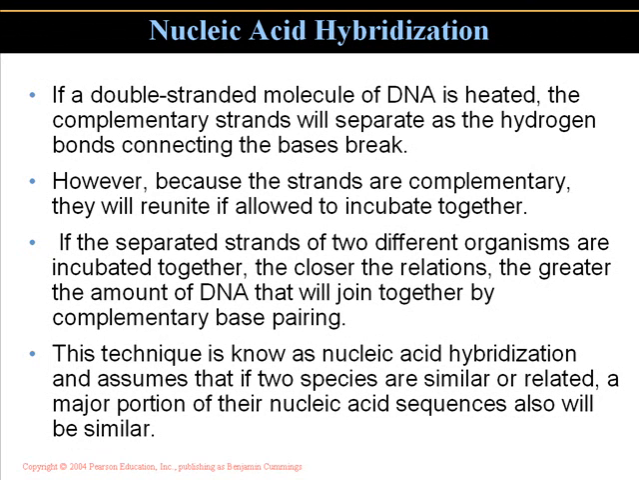And because the strands are complementary, they'll unite if they're allowed to incubate together over time. So if you separated the strands of these different organisms and incubated them together, the ones with a close relationship, the greater the amount of DNA that will join together, you'll have a greater amount of complementary base pairing. This is called hybridization, or nucleic acid hybridization. It assumes that two species are somewhat similar or related, and a major portion of the nucleic acid sequence will be similar.